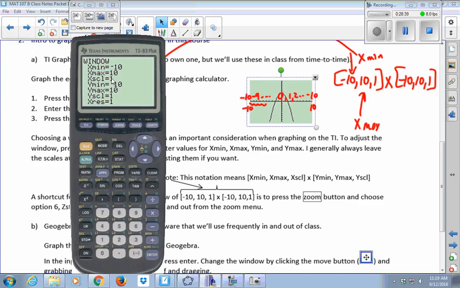Okay? The next part of my window is my y minimum value. So this y minimum is negative 10. That's down here, negative 10. My y max is 10. And my scale increases or decreases by 1 as well. So this number here is the change in your y value. The change in my y value is 1. The change in my x value is 1.